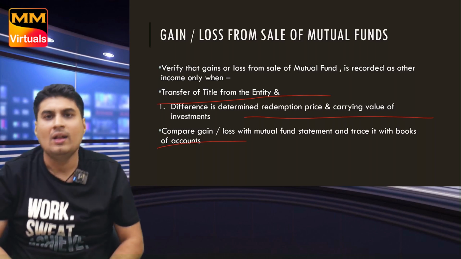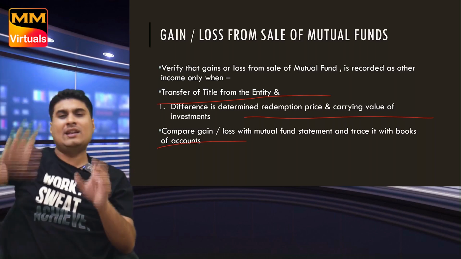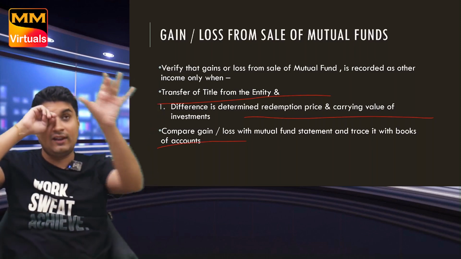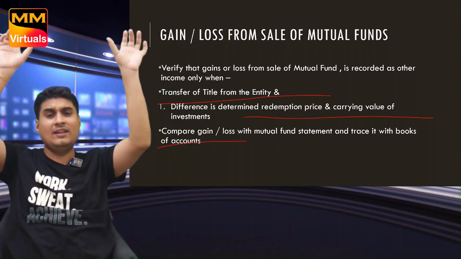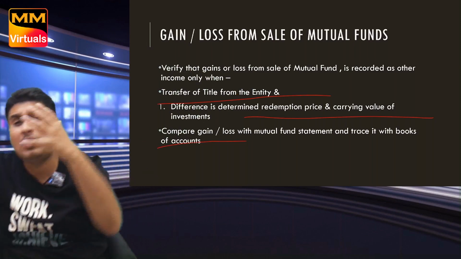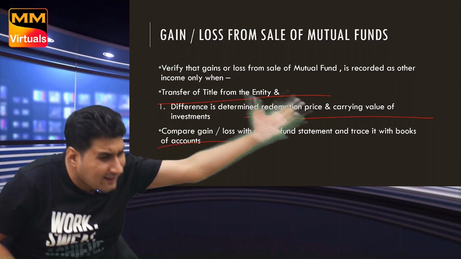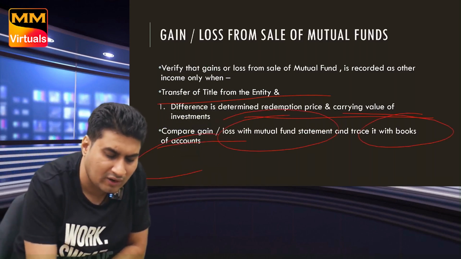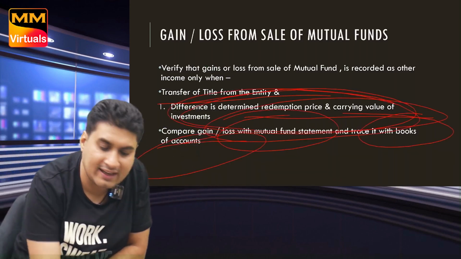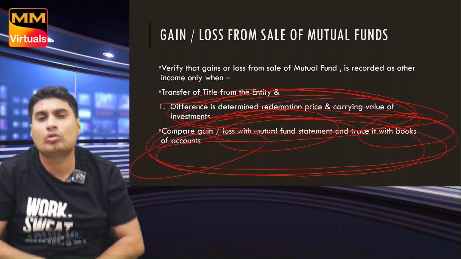Example. Your mutual fund has an NAV of 11 rupees when you purchased. Net asset value per unit is 11. When you are selling, it's 32. So 32 minus 11, into the number of units. First you do it on the calculator. Now check with their record. Is it matching? Perfect. Compare the gain or loss and trace with books of accounts. Difference between redemption and carrying value. Compare with the mutual fund statement. Trace it with books of accounts. Simple.